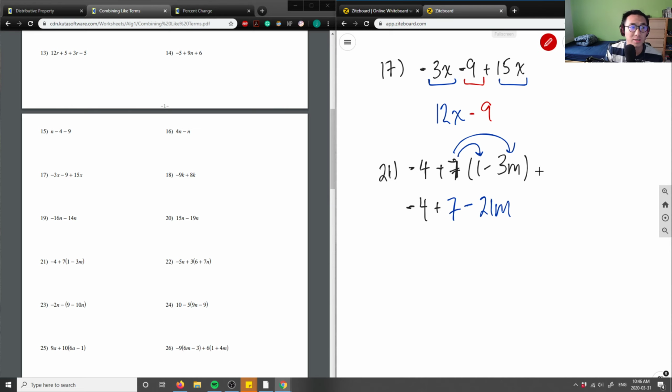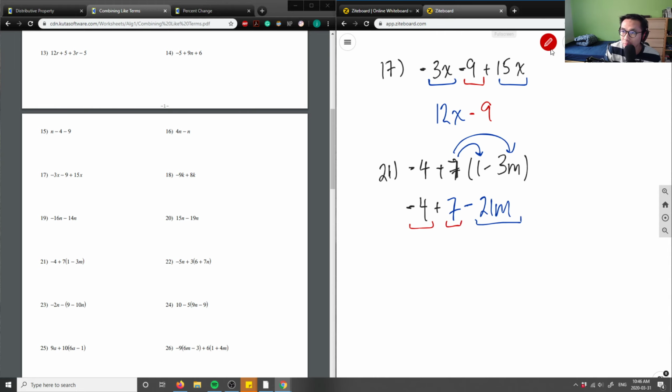And then what do we have to do? We have to gather like terms. That's what we learned today, right? So we have negative 21m. I'm going to do this in blue and red again because you're used to it. So again, we have this variable of m, and then what about these two numbers? These two are just constants, right?